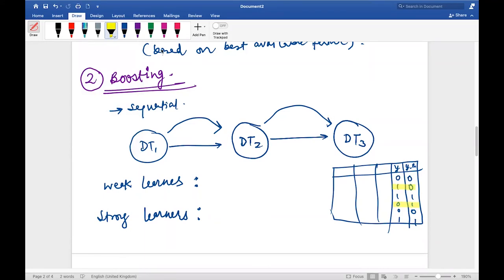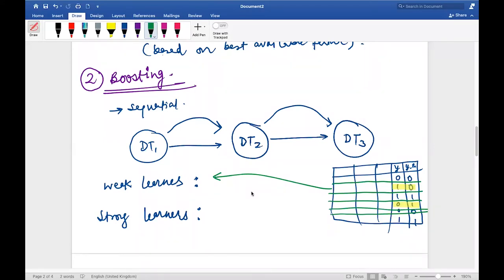Yes. So 1 is predicted as 0, and here 0 is predicted as 1. Correct. Now wherever there is misclassification, that particular row I'll term as a weak learner. What are my strong learners? The ones which are correctly classified.